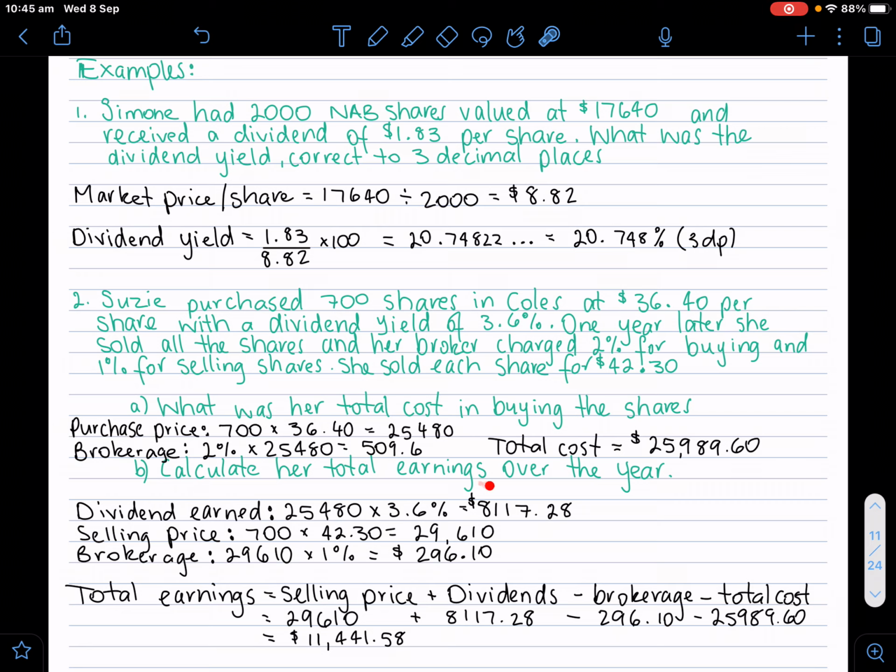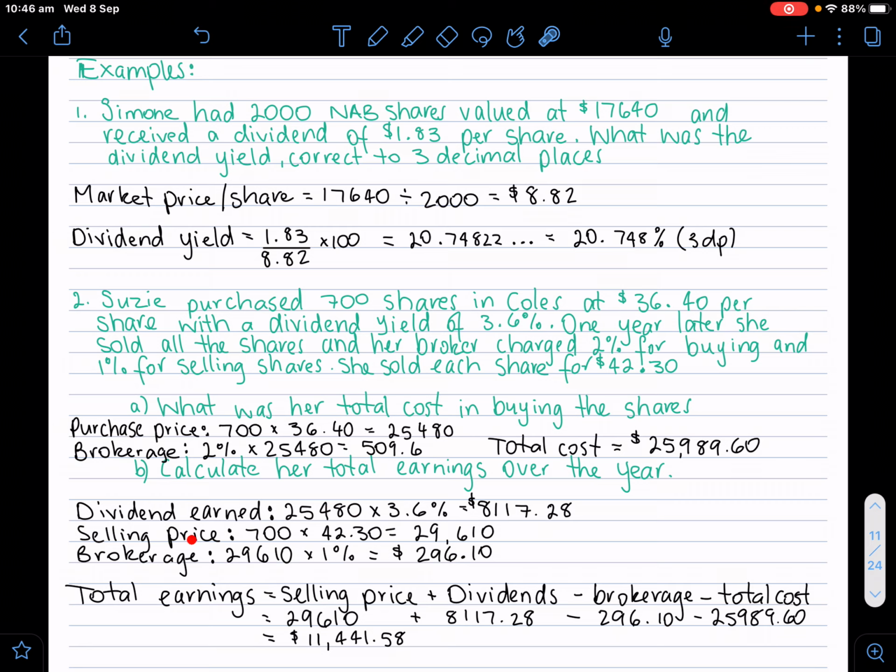It says calculate her total earnings over the year. Well, what did she earn? Her dividend yield was 3.6% of her total. So 3.6% of her total of the purchase price equals that.